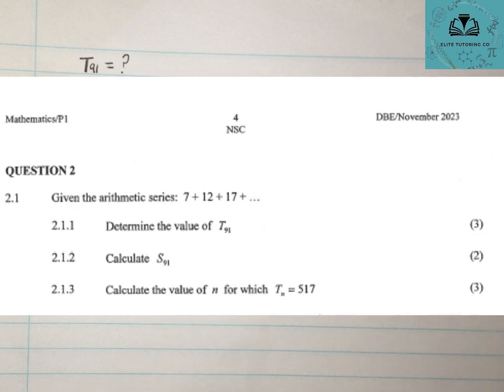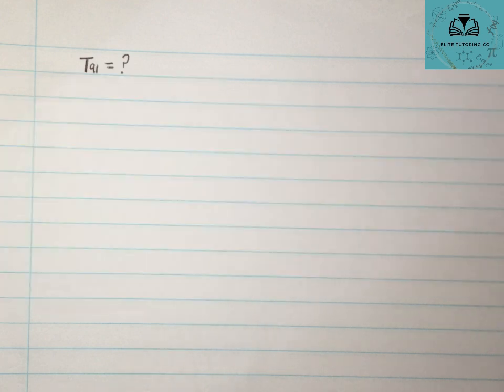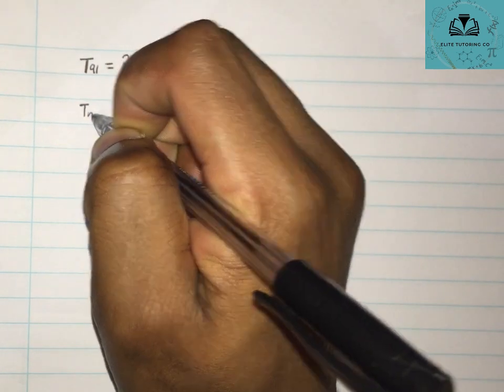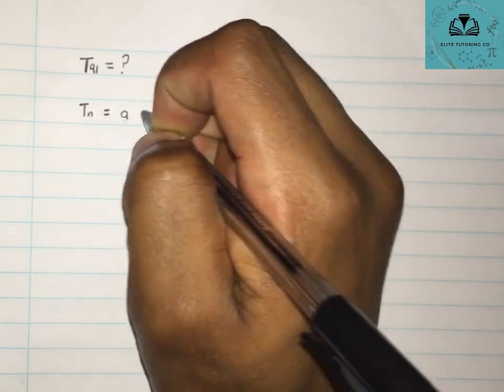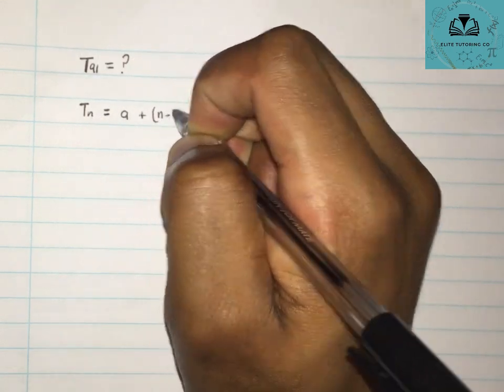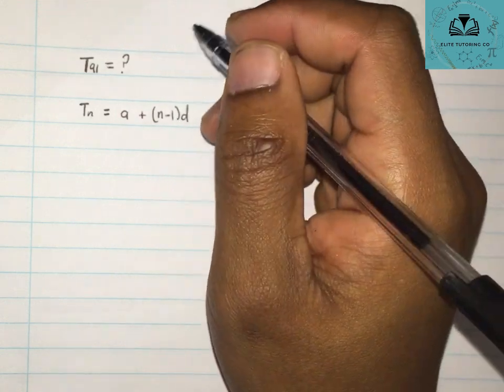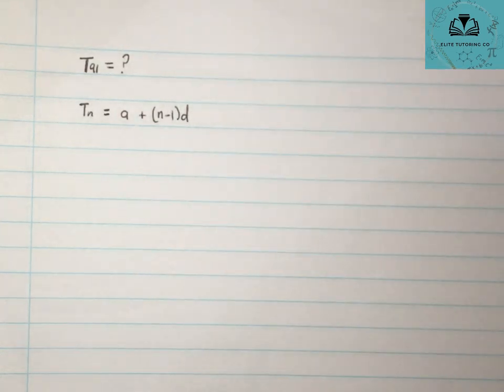for this arithmetic series. Now you will recall that we have a standard formula that we use for arithmetic sequences and arithmetic series, and it goes like this. We say Tn, that is any term at the nth position, is equal to a plus brackets n minus 1 brackets all multiplied by d. In this formula, a is the first term of the series or the sequence. Then d is the common difference. Remember, this is an arithmetic series, so we have a common difference, we call it d. Then n, of course, is the position.